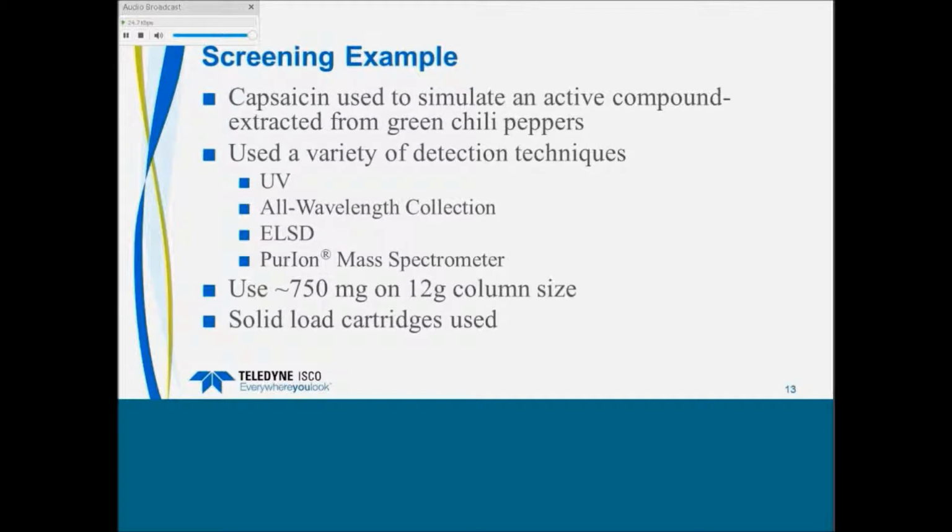As an example for wide polarity range chromatography and also for column screening, we're going to use capsaicin. We used an extract from green chili peppers, and during these runs we used a variety of detection techniques all at the same time, including UV, all wavelength collection, evaporative light scattering detectors, and the PurIon mass spectrometer detector. Each experiment used about 3/4 gram of extract on a 12-gram column, and I used solid load cartridges.